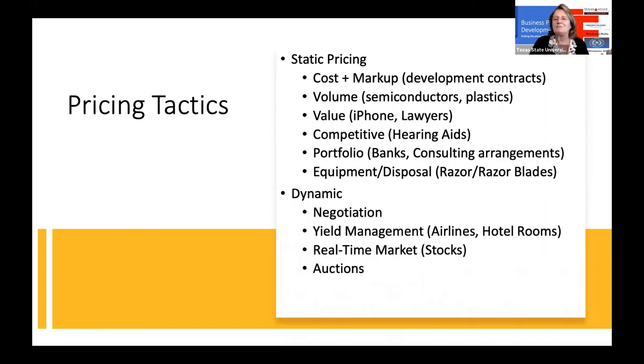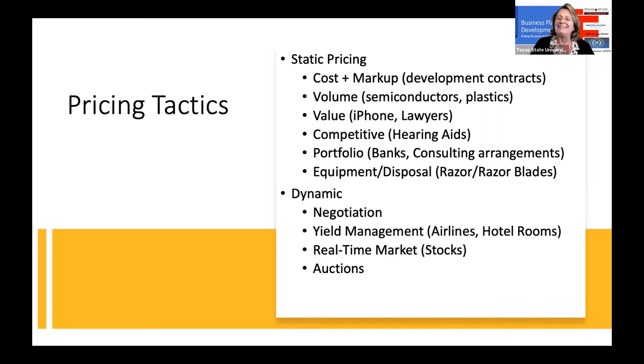Value is something we sometimes think about with the iPhone and lawyers. These are more static because it's based on prestige. I want to emphasize that just because value is used for the iPhone and lawyers, it doesn't mean it can't be used with other industries or products. With the iPhone, we pay more for it than we would for an Android, because the iPhone is perceived as having a higher value. Lawyers, because they've gone to school, there's the perception that we would pay them more. The more experienced they are, the higher the fee they charge.